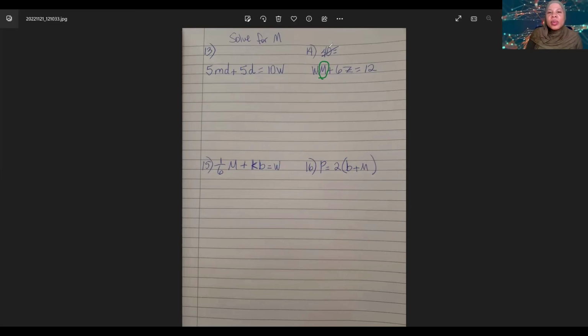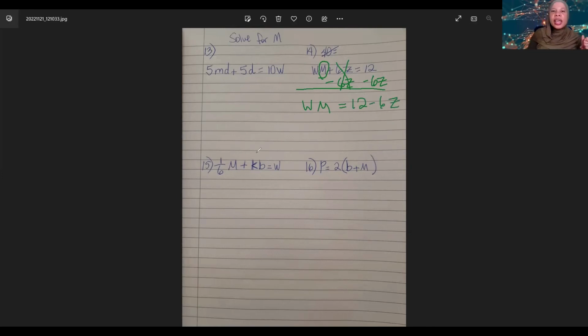Okay, so we have multiplication here. And we have addition here. So remember, we're doing the opposite of order of operations. So we're not going to do multiplication first. We're going to mess with the addition. So what's the opposite of addition? Subtraction. Subtract 6Z from both sides. Okay. Now, 6Z's cancel out. You get WM equals 12 minus 6Z.